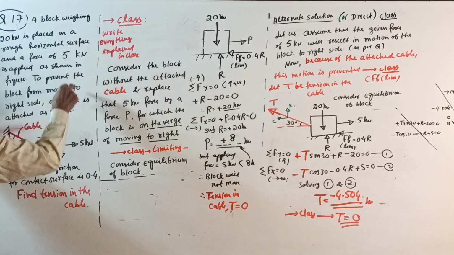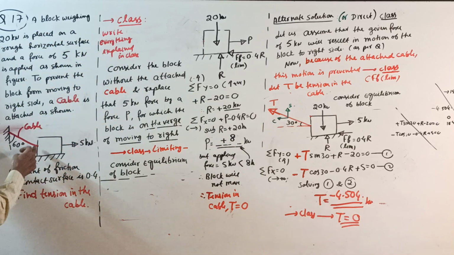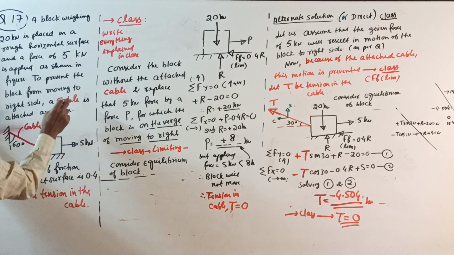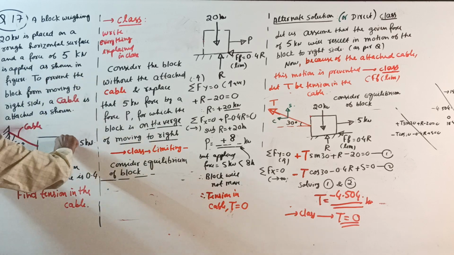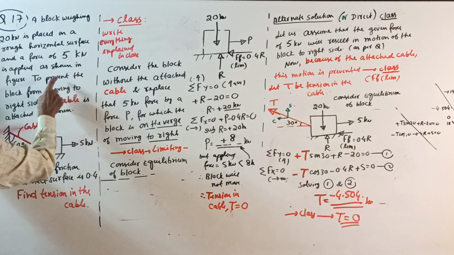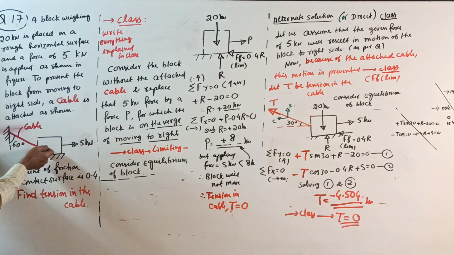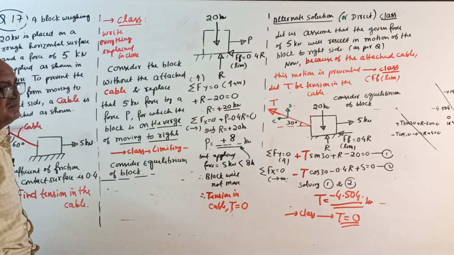The question given here: a block weighing 20 kilonewton is placed on a rough surface with mu equal to 0.4. A force of 5 kilonewton is applied, as last time too, and to prevent the block from moving to the right side, a cable is attached. This time the cable is inclined at 60 degrees with the vertical. Find the tension in the cable.